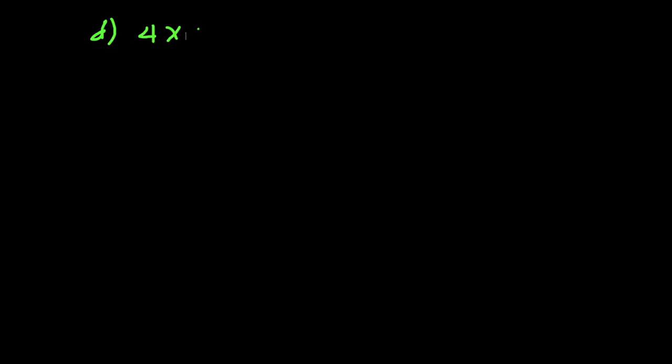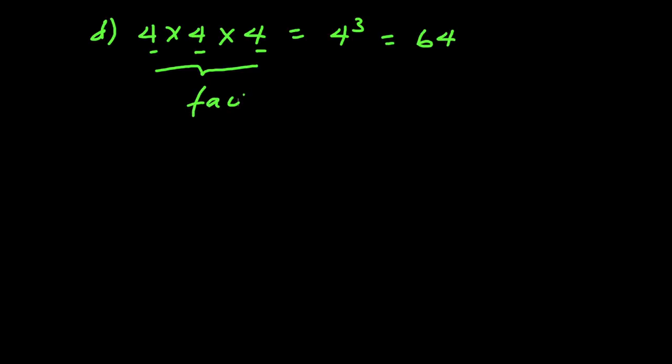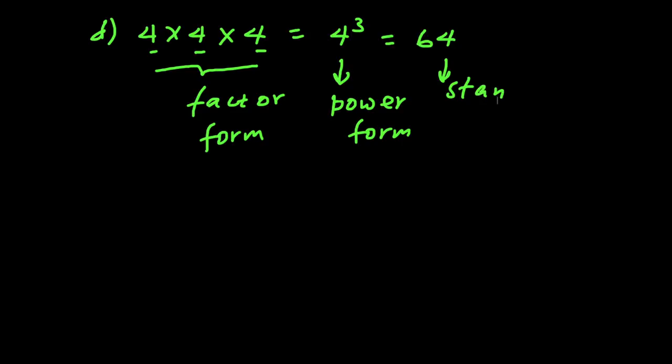Next, d: 4 times 4 times 4, which becomes 4 to the power of 3. 4 times 4 is 16, and 16 times 4 is 64. Look, this is the factor form, this one is the power form, and the final result is the standard form.